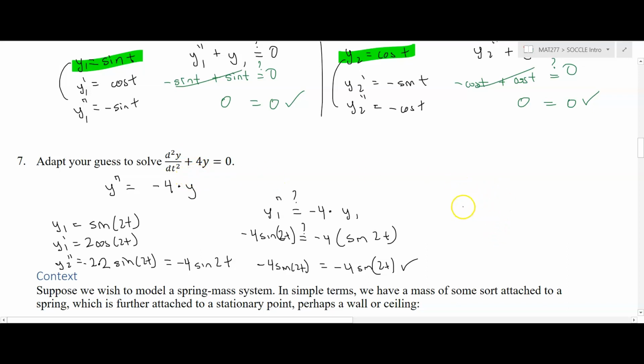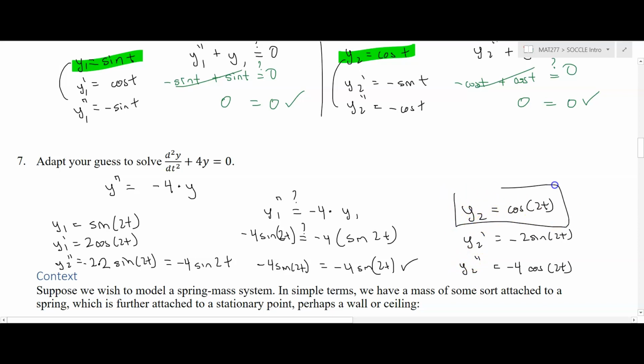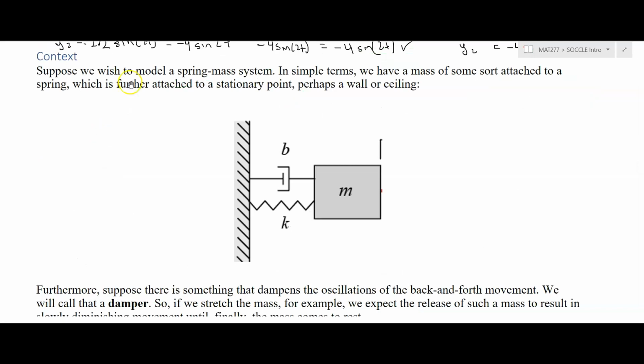And another one that will probably work is y2 equals cosine 2t. For similar reasons as above, its first derivative will be negative 2 sine of 2t. You take its derivative again, you get another multiple of 2, which is going to be negative 4 cosine of 2t. And you can see that y2 double prime is in fact negative 4 times y2. So there's one solution, there's another solution, and you can see that again, we have 2 solutions to a second order equation. One of the intuitive questions we might have at this point is, well, when does this apply?